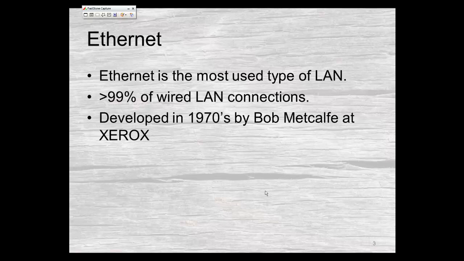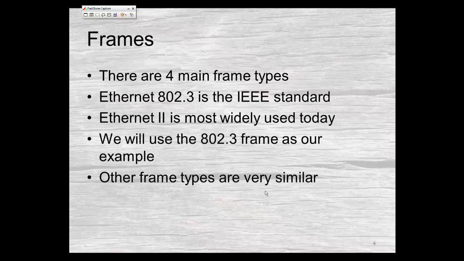Ethernet is the most used type of LAN, at least wired, with 99% or more of the wired LAN connections. It was developed in the 1970s by Bob Metcalfe at Xerox. Now, there are four main types of Ethernet frames that are used. Primarily today, only one of them is widely used. The Ethernet 802.3 frame type is what the IEEE has standardized on, but Ethernet 2 is what really is dominating the market.